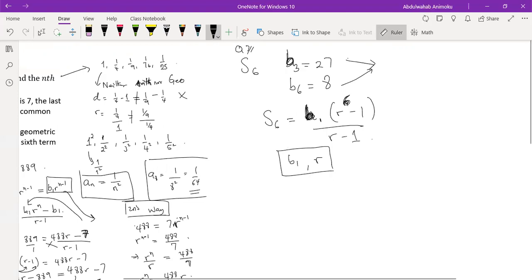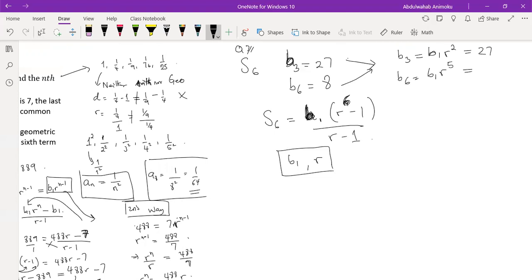So what you do next is you find the formula for B3, which is B1 R raised to power 3 minus 1, which is B1 R2. And this is equal to 27. Then B6, which is B1 R raised to power 5, and this is given as 8. Very good. Now, you have 2 equations with 2 unknowns.